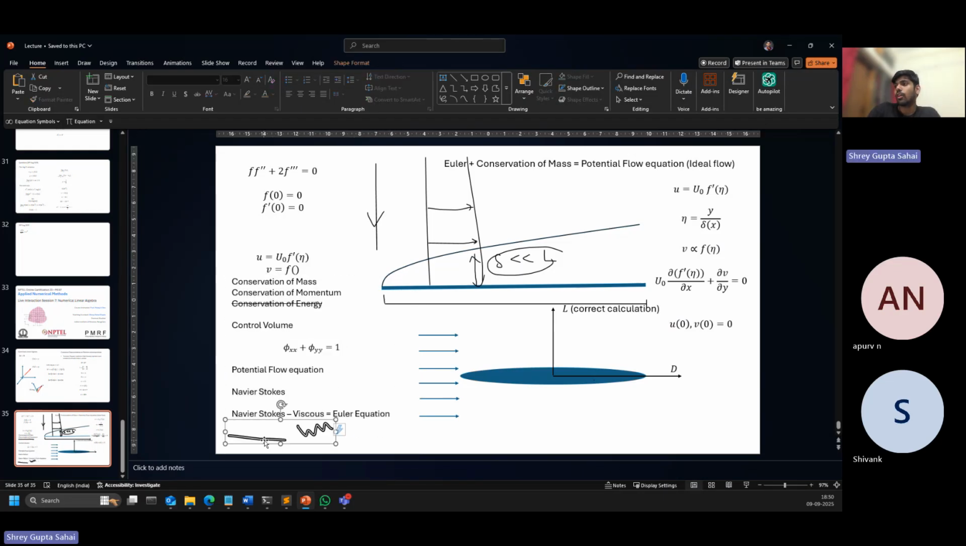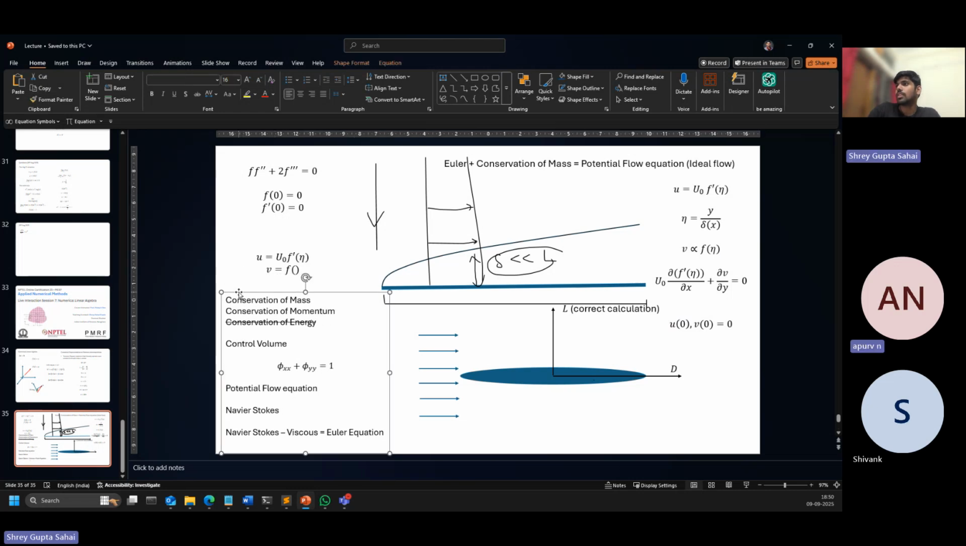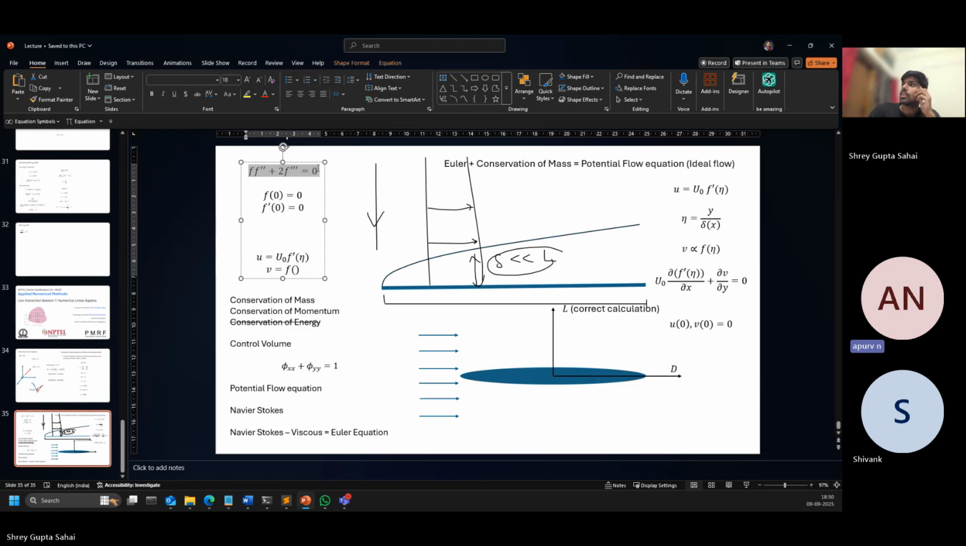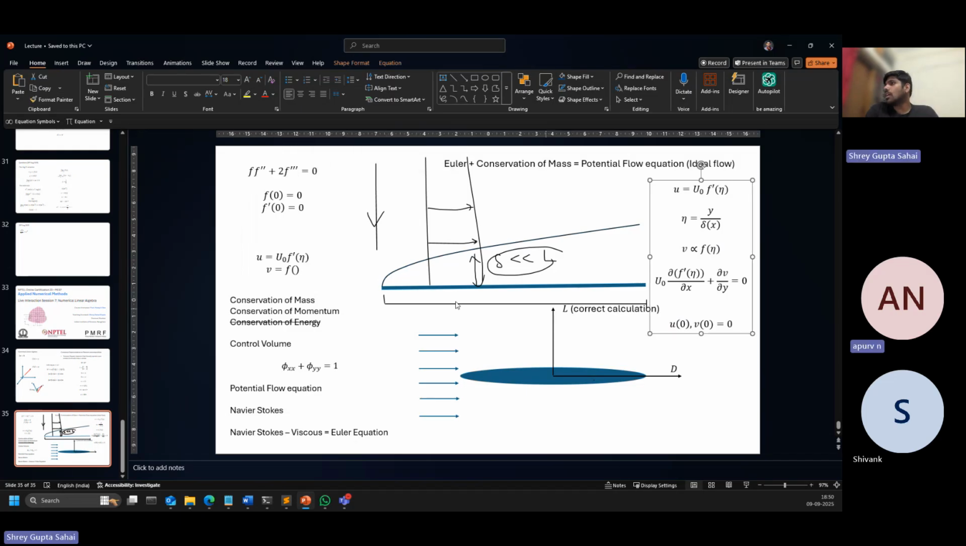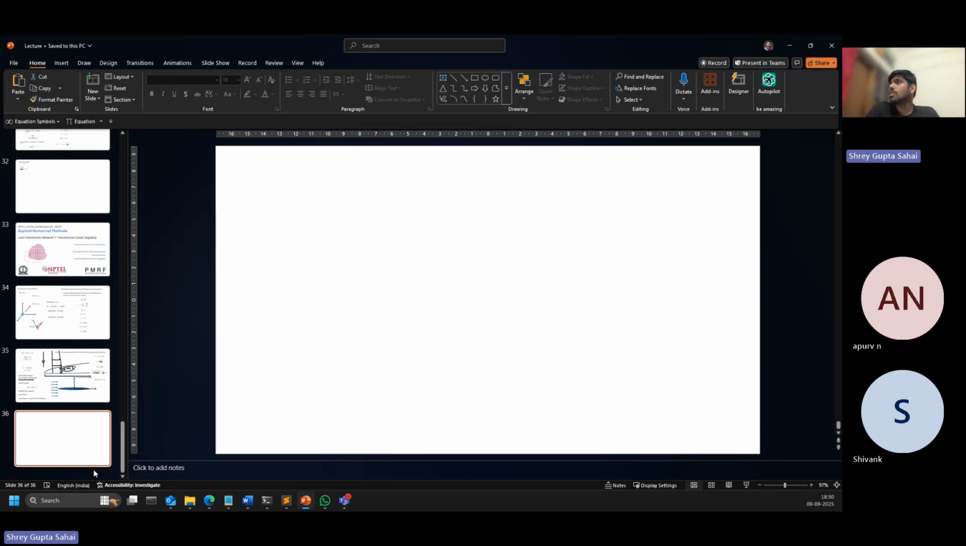Do you understand what the order of an equation is? Yes, sir. Differential equation. Which one are you asking? This one. I want to know, how are you defining f? Sir defined it as a stream function. Okay. Let us discuss that also.